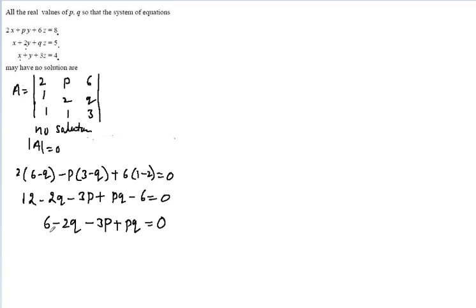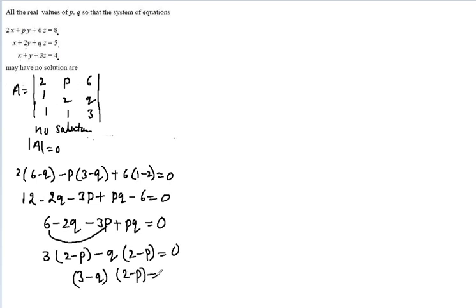So in these two, take 3 comma 2 minus p common, and minus q take common, that is 2 minus p is equal to 0. From this equation, (3 minus q) into (2 minus p) is equal to 0. From this, p is equal to 2 and q is equal to 3. If p is equal to 2, that is A is equal to 2 2 6 1 2, q value is 3 and 1 comma 1 comma 3.